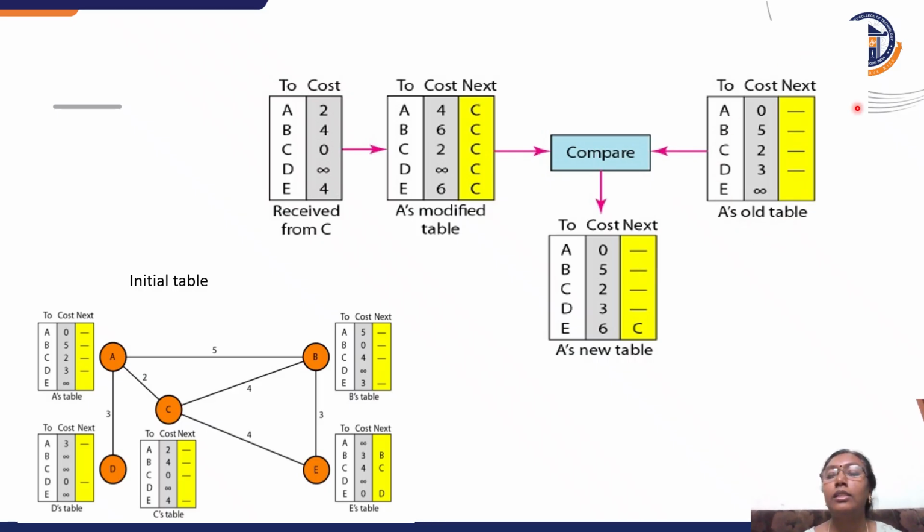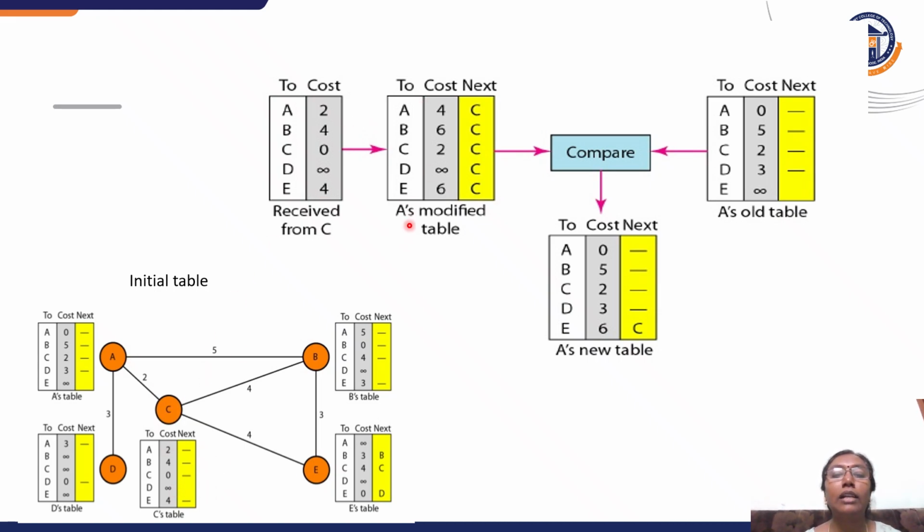This is A's old table: A to A is 0, A to B is 5, A to C is 2, A to D is 3, A to E is infinite. A's modified table will be calculated with the message received from C. That is, C shares its information, so this is the information shared by C.